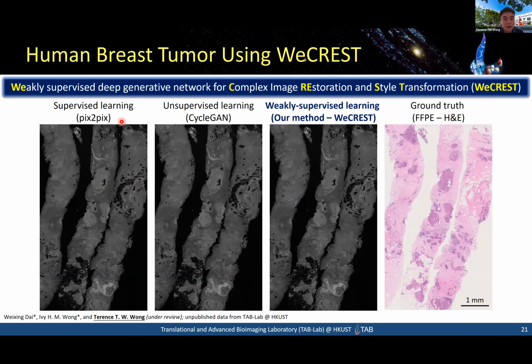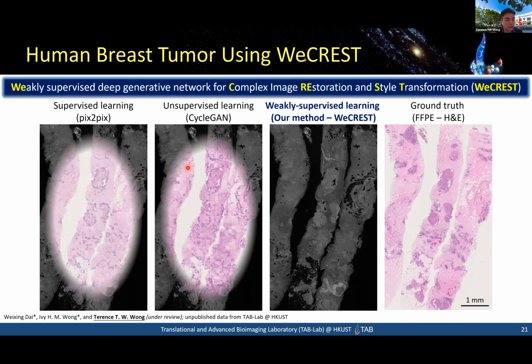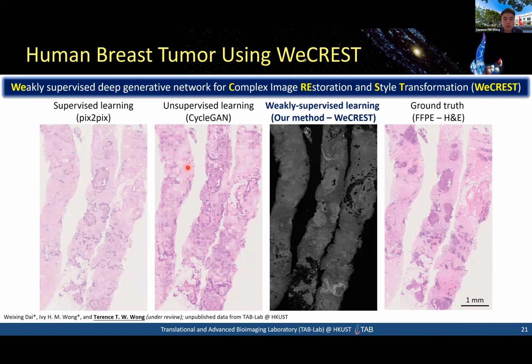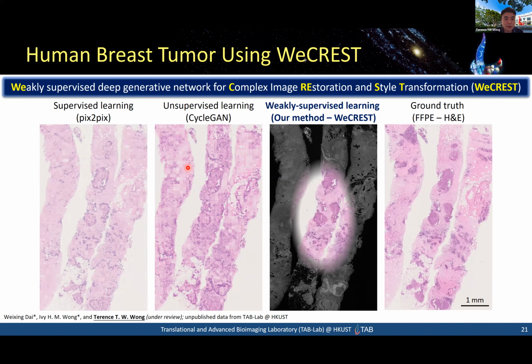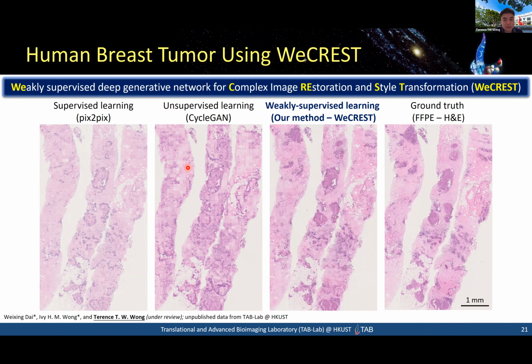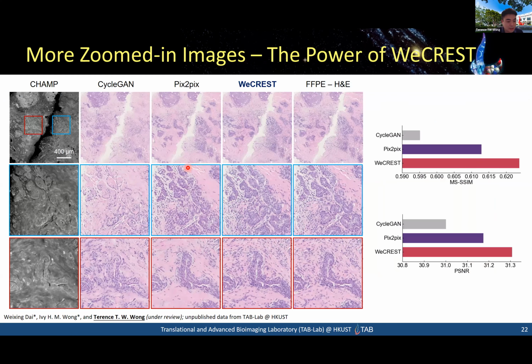All right, let's come back to our human breast data that we used previously, where supervised and unsupervised learning didn't go very well. What's the outcome when we use this weakly supervised approach? Let's see. This is the one that we are showing. If you don't trust that it's fairly similar, let me show you some zoom-ins, which show it is remarkably similar and also provides superior performance to pix2pix or CycleGAN. CycleGAN is unsupervised, pix2pix is supervised, and ReCREST is a weakly supervised approach.